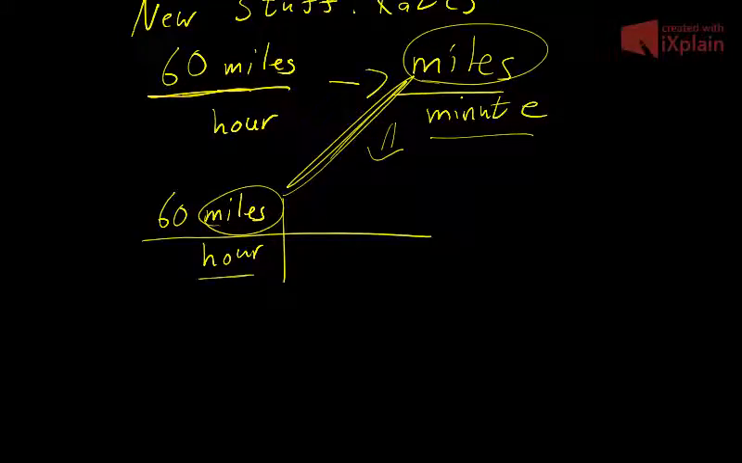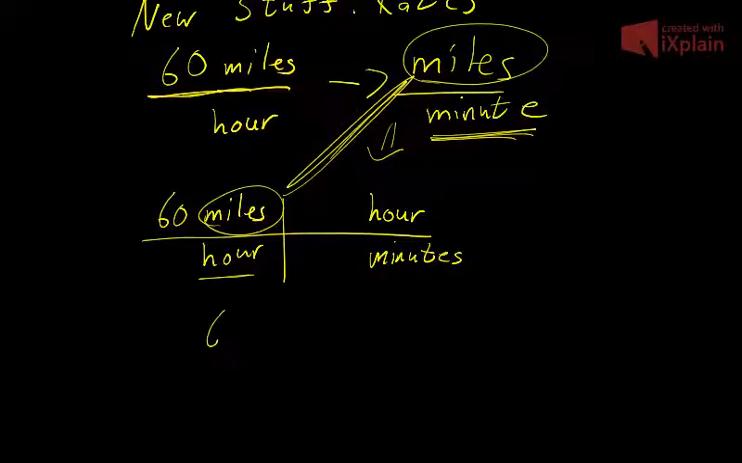But I want to get from hour to minute here. So what we're going to have to do is get rid of this hour. And how I'm going to get rid of this hour is on bottom right now, so to get it to cancel, I'll have to put it on top. And I want it to become minute, so underneath there, I'm going to put minute.